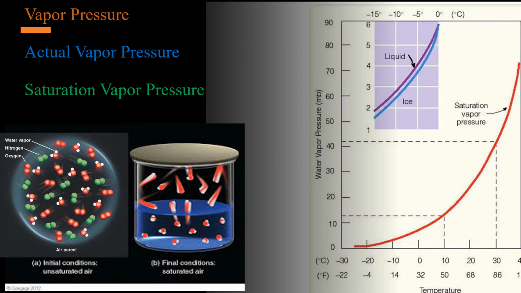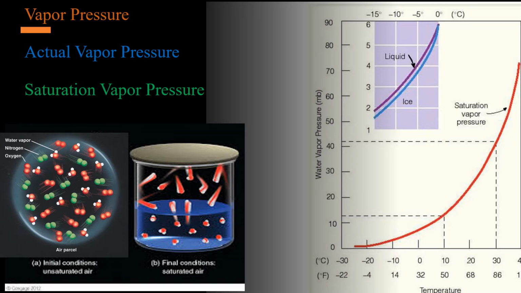In this slide, we'll be talking about vapor pressure. The air moisture content may also be described by measuring the pressure exerted by the water vapor in the air. Suppose that the air parcel is near sea level pressure.